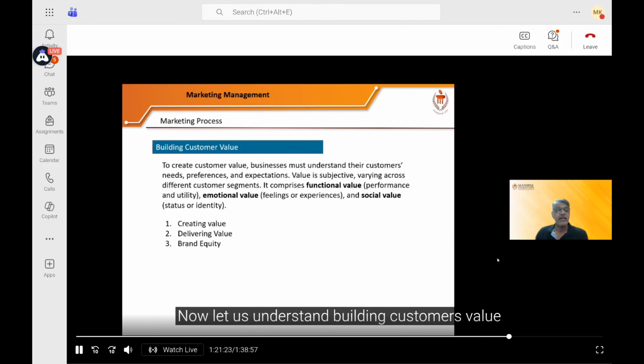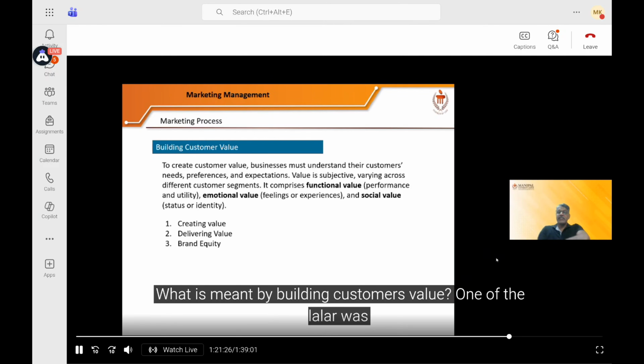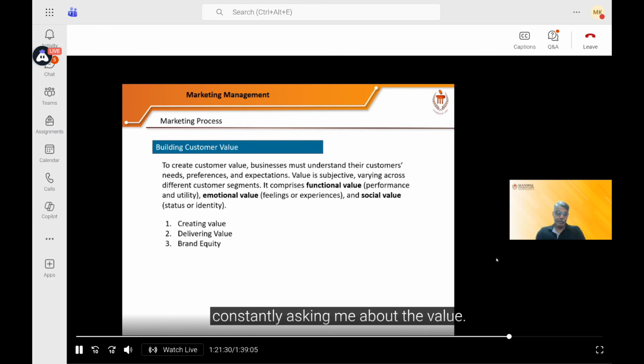Now let us understand building customers' value. What is meant by building customers' value? One of the learners was constantly asking me about the value. Okay, I'll give you some example of building customers' value. Yesterday, I purchased one new mobile phone, which was costing 70,000.